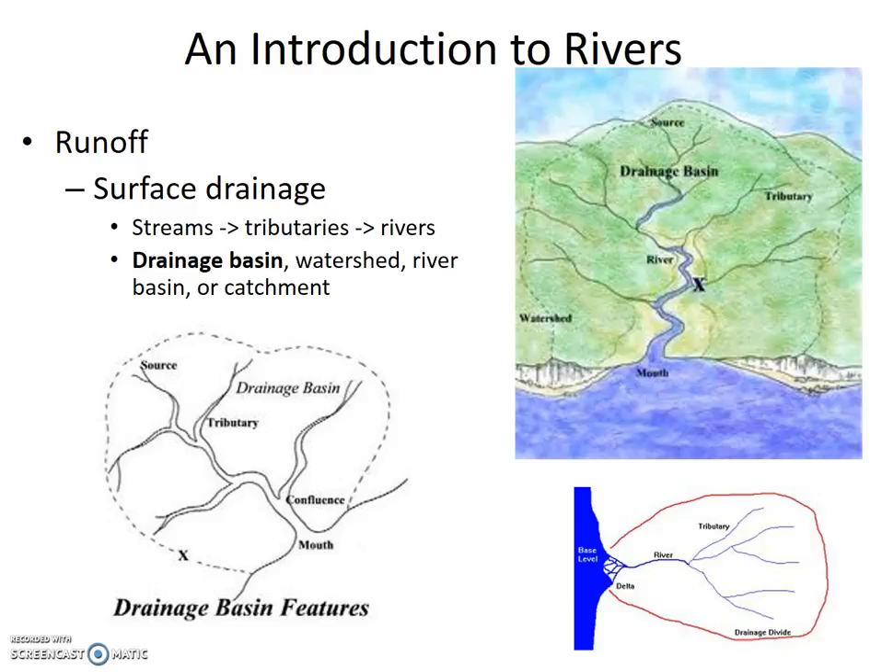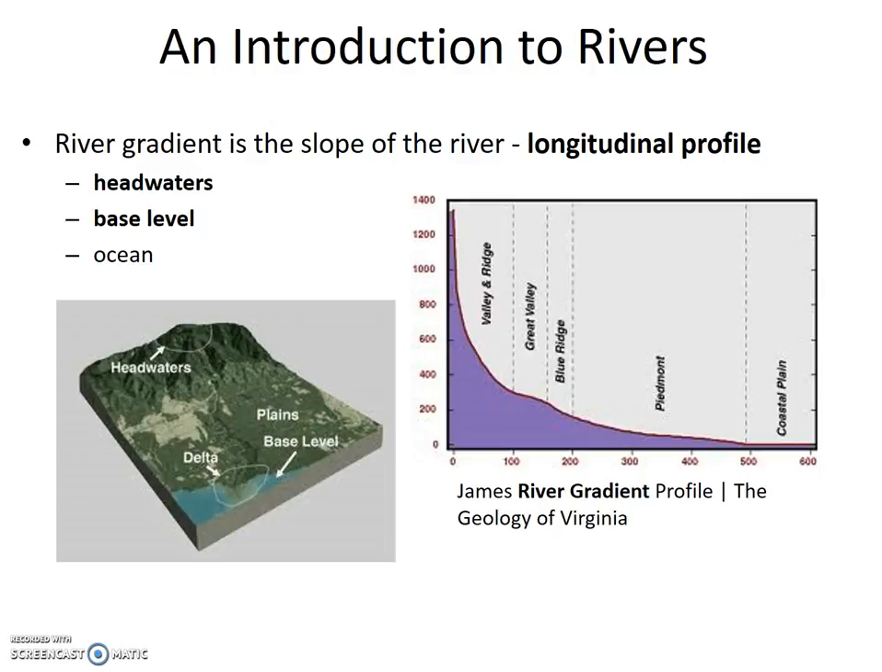The river may end in a lake or the ocean, or even another larger river. This ending point is the base level. The ultimate base level is the ocean. A river gradient is the slope of the river. The image to the right shows the longitudinal profile of a stream.